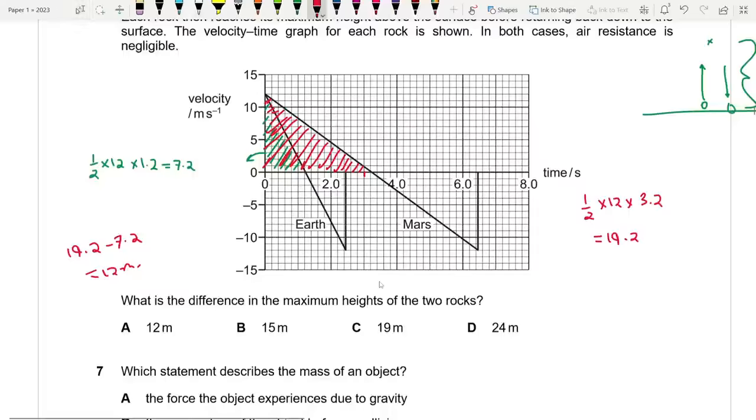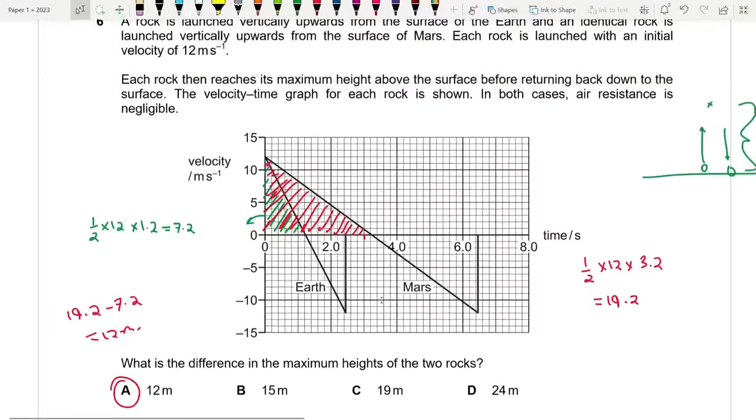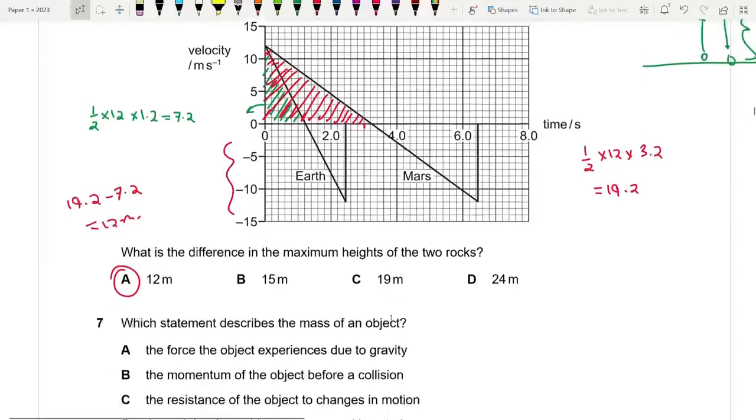So I'm gonna go for 6A. I hope you guys understood that it was a trick question. You shouldn't use the second triangle, because the velocity is negative here, and negative velocity means that the rock is going down. We don't need to count that, right?